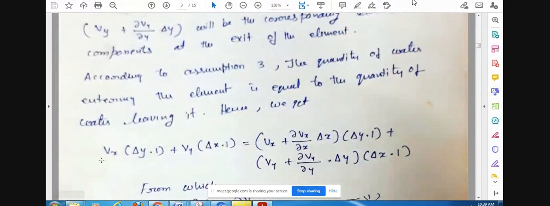Right. This is Vx into delta y into 1. Delta y into 1 is what? It is the cross-sectional area in x direction. So the cross-sectional area into velocity Vx is equal to Q. Similarly, in y direction, it is equal to delta x into 1 into Vy.